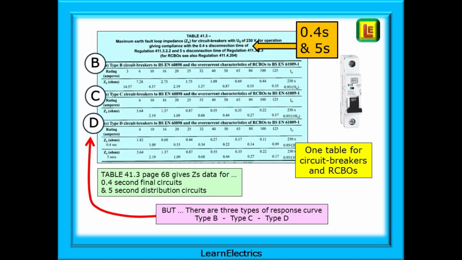Table 41.3 is different. This is for BS-EN60898 circuit breakers and BS-EN61009 RCBOs. This table works for both 0.4 second and 5 second disconnection times. It works for final circuits and it works for distribution circuits. But there are 3 types of response curve to be considered: Type B, Type C, Type D. And choosing the right type is crucial to getting the right answer.